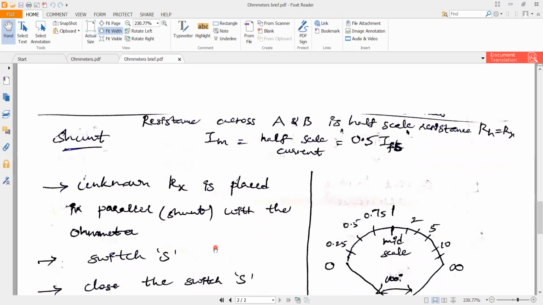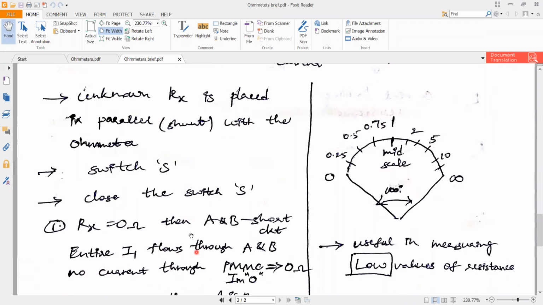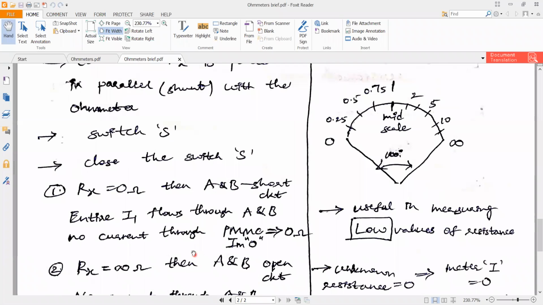Here in this circuit, I am going to use a switch S. Let us assume that switch S is closed. Then here also I am going to consider two cases. The first case is Rx equal to 0 ohms. Then the A and B terminals are short circuited.